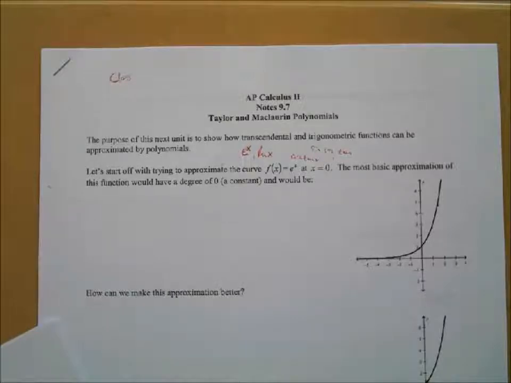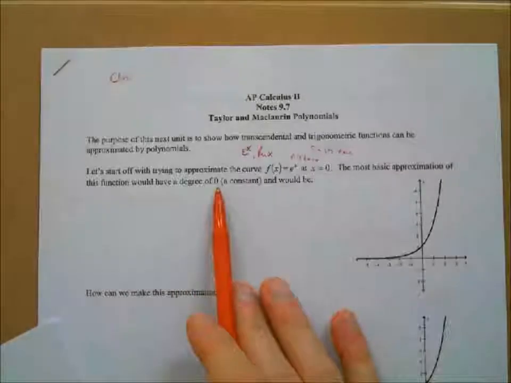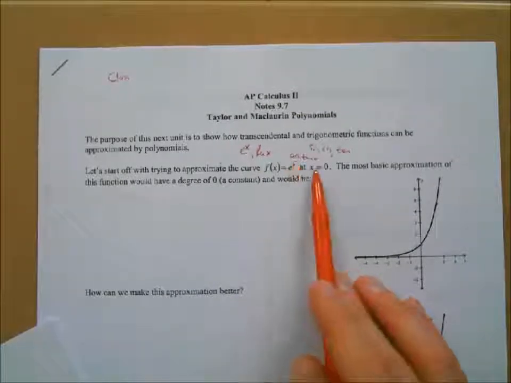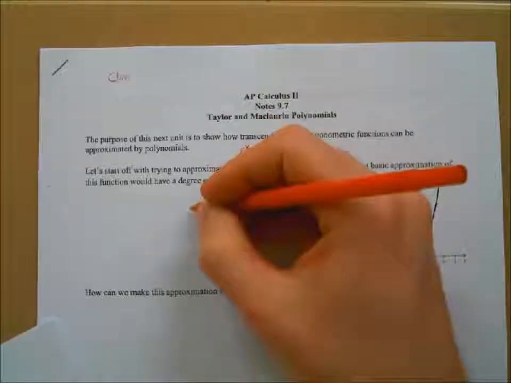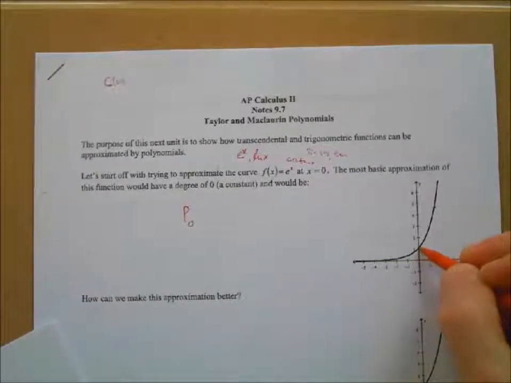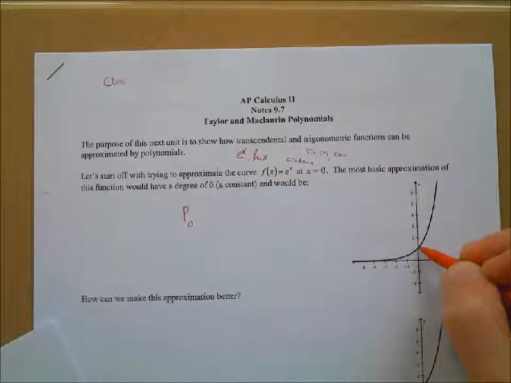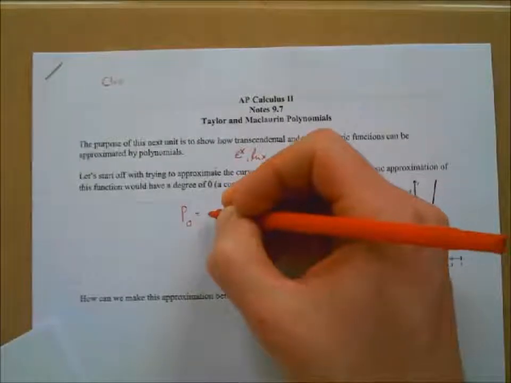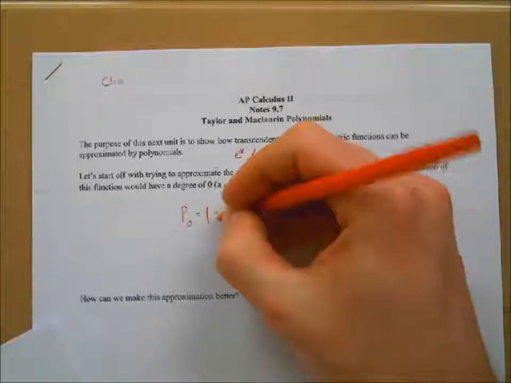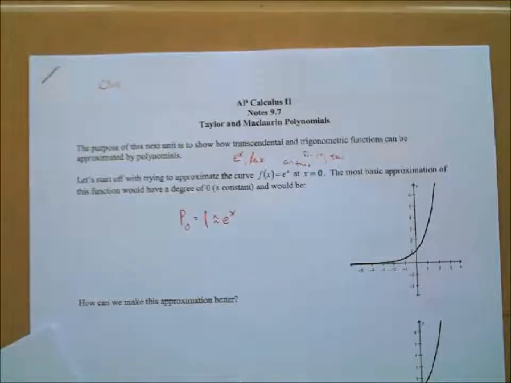Just for our most basic approximation here, we're going to start with a polynomial of degree 0. In other words, a constant, okay? If we're trying to approximate e to the x at the point x equals 0, and I'm going to use P sub 0 for a 0-degree polynomial, what should our polynomial be equal to? It should be equal to 1, right? Because at 0, the curve e to the x is 1. And so our polynomial with a degree of 0 should also be equal to 1. So we're going to start with this idea: P sub 0 equals 1, and we're saying that's approximately e to the x.